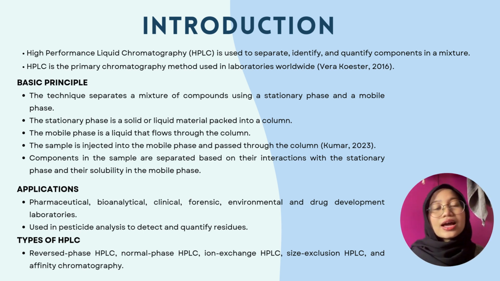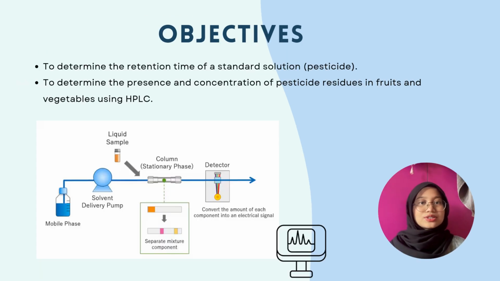Next, there are a lot of HPLC types. For example, the most common one is reverse phase that is also used in pesticide analysis. Other types of HPLC include normal phase HPLC, ion exchange HPLC, size exclusion HPLC, and also affinity chromatography. Alright, so the objectives of this analysis are to determine the retention time of a standard solution, which is pesticide, and also to determine the presence and concentration of pesticide residues in fruits and vegetables using HPLC.